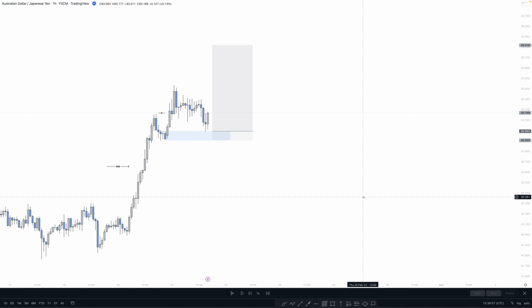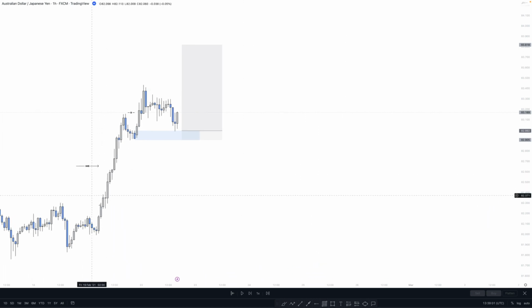Learn to read price action. Price action is the language of the market, and everything is going to be clear to you. As you can see, we have a strong move here. We have a lot of imbalances.